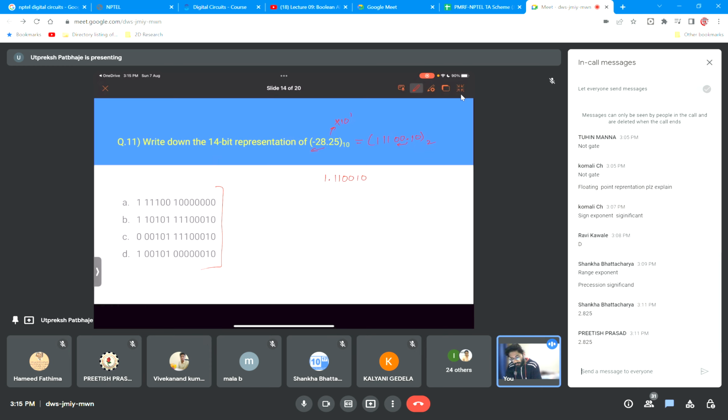Sir, why not consider the minus sign? Okay, so that is the beauty of floating point notation.